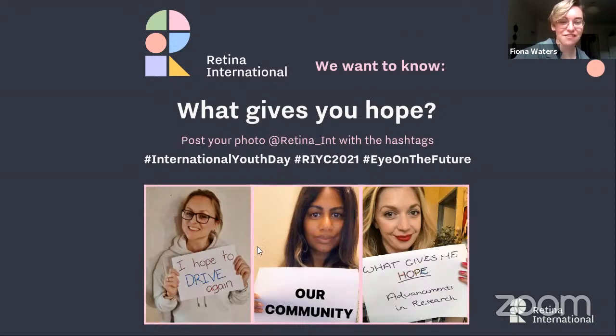You'll see here we have our lovely Jess and Shiny, who you just met, and Jane as well, who have shared with us what gives them hope. Where Jess hopes to drive again, Shiny finds hope in our community, and Jane finds hope in the advancements in research that we have. So what we want you, our young people in our community, to do is to do something like this. Tell us what gives you hope. Write it down on a piece of paper and post it to us on our Instagram or Twitter.